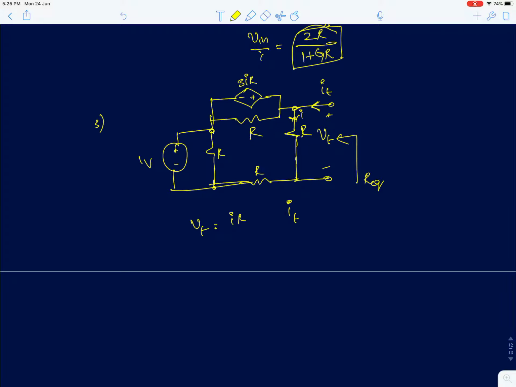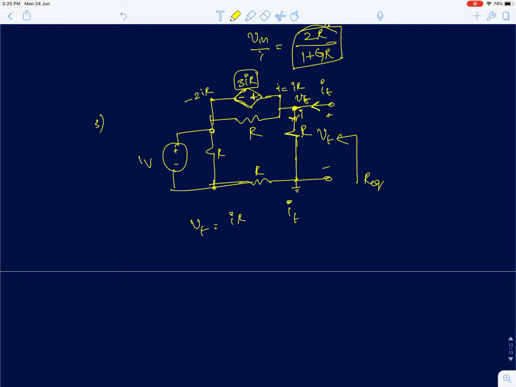So to find IT, first this node voltage is VT. I'll assume this is ground, it makes analysis easier. If this is VT, VT is simply IR. So this node voltage is I into R, and there is a voltage drop of 3 into IR. It's a current dependent voltage source. So this node is at I into R, the potential here. You drop 3 IR across it, so this becomes minus 2 IR.